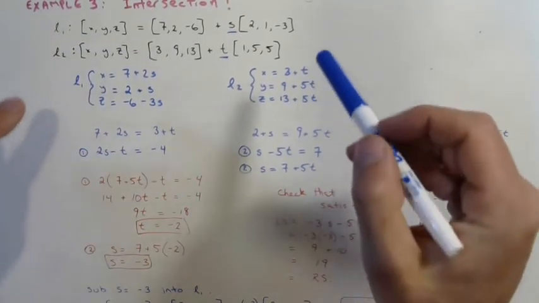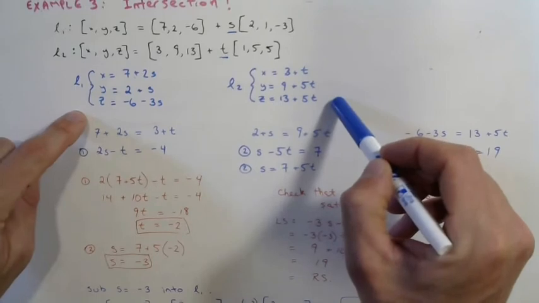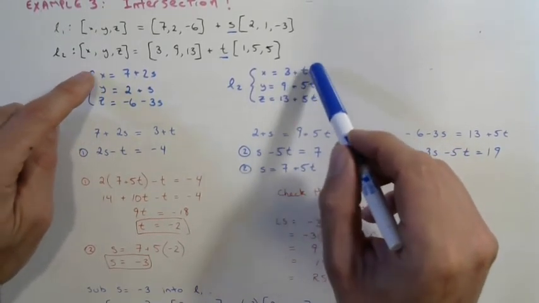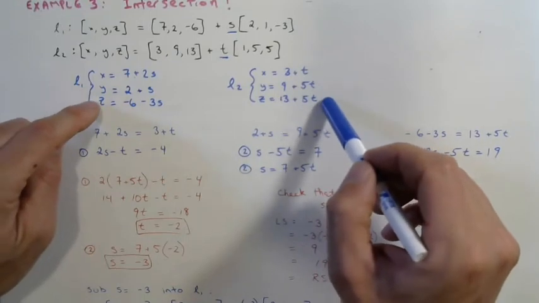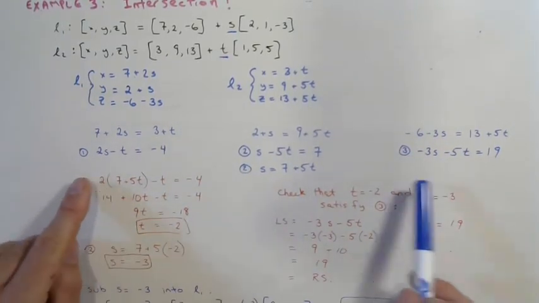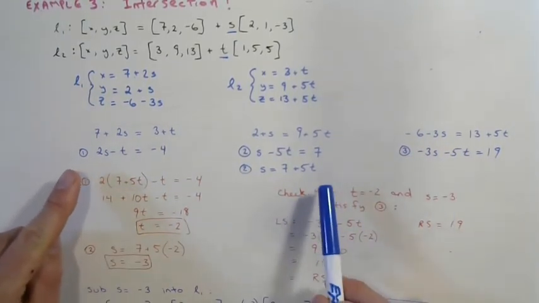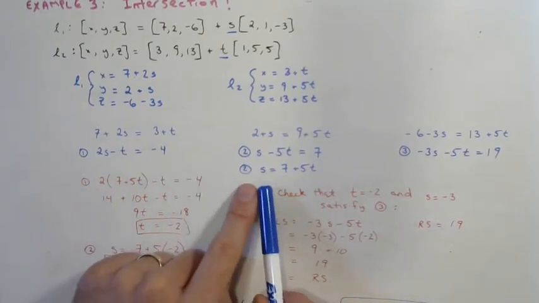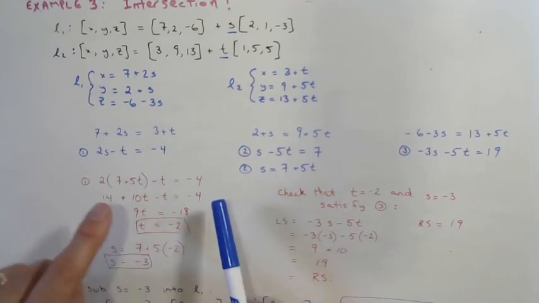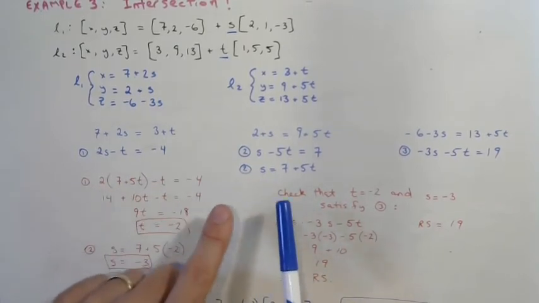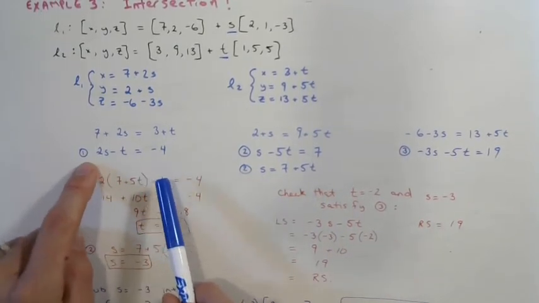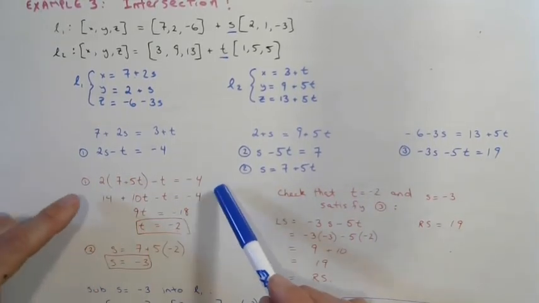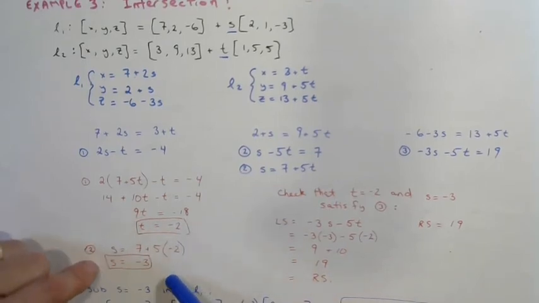What did we do? We broke each line into its parametric equations. We set the coordinates equal to one another, x equals x, y equals y, z equals z. So we had 3 equations with 2 variables. Well, we only need 2 equations with 2 variables. So we took equation 2, we isolated s in order to do substitution. We could have just lined up 1 and 2 and done elimination, or 2 and 3, or 3 and 1. Either way, we could have used substitution or elimination to find out what t and s are.